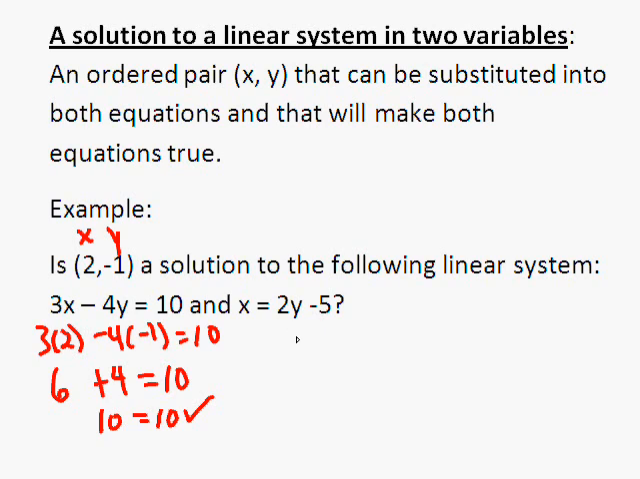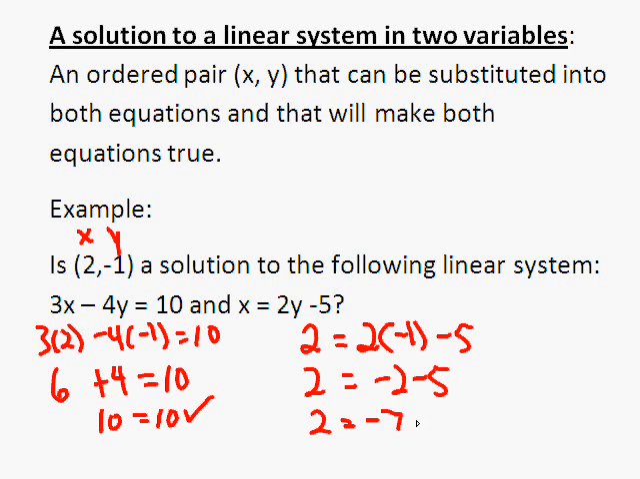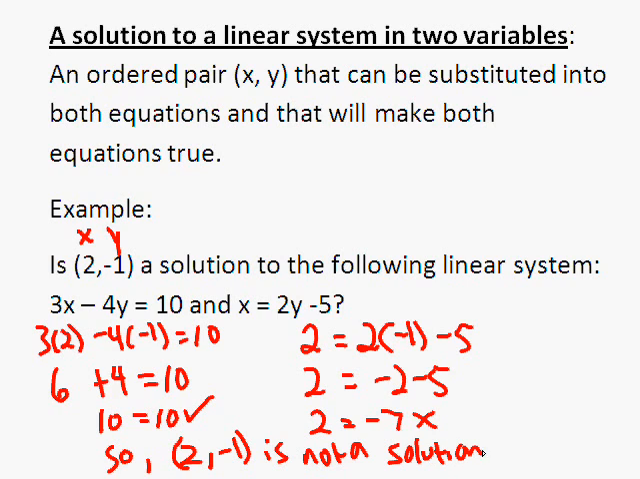We still have to check (2, -1) in the second equation. So 2 equals 2 times y, which is negative 1, minus 5. So 2 is equal to 2 times negative 1 is negative 2 minus 5. So 2 is equal to negative 7. This is not true. So (2, -1) is not a solution to the linear system.